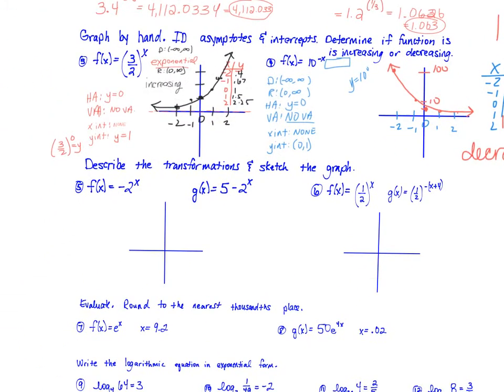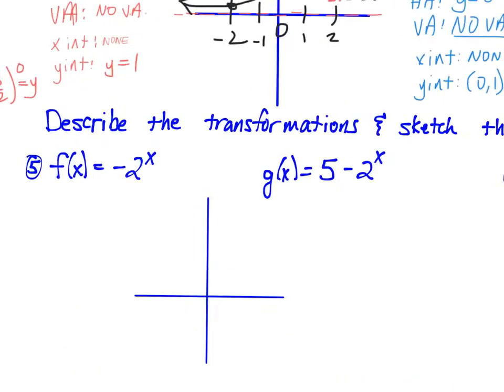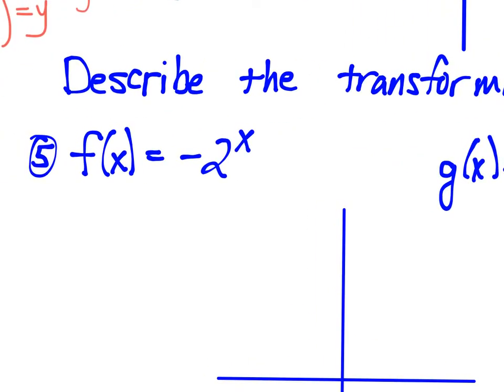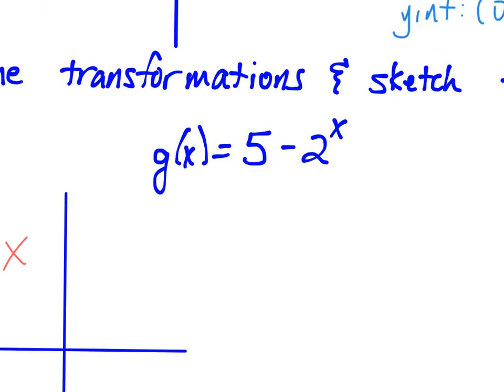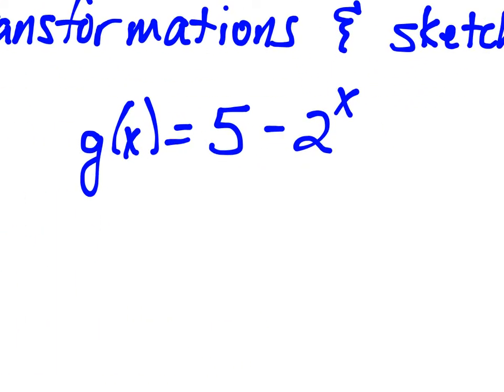All right, I'm not going to actually graph these. If we have time at the end, I'll come back and graph it. But it says to determine the transformations and sketch the graph. Guys, what is the transformation occurring in number 5 when I have a -2 to the x? What does this negative out in front mean? Reflect over the x. In this case, how many transformations are there? 2. There's one here, and there's one here.